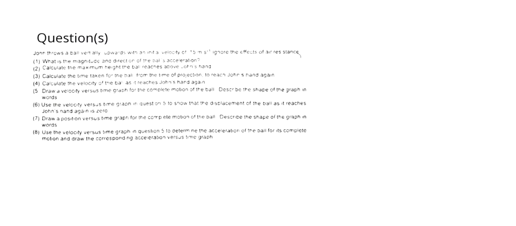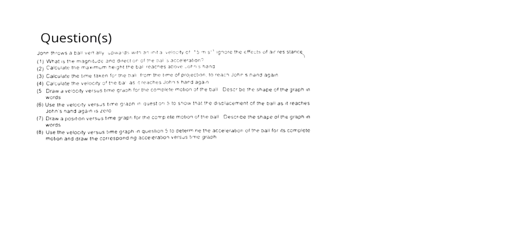And then the first question, what are they telling us to do? They're saying, what is the magnitude and direction of the ball's acceleration? And then on number two, they're saying calculate the maximum height the ball reaches above John's hand. Number three, they say calculate the time taken for the ball from the time of projection up until we will be dealing with number eight.